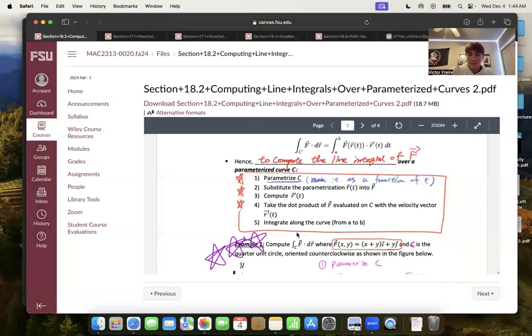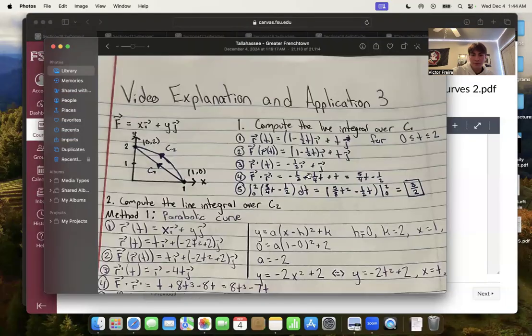And then the third step is going to be to compute r prime of t, right? So if we go back here, that's just take the derivative here with respect to t. That's going to be negative 1/2 i, right? And then take the derivative here again with respect to t. That's going to be 1j, right? So that's it right there.